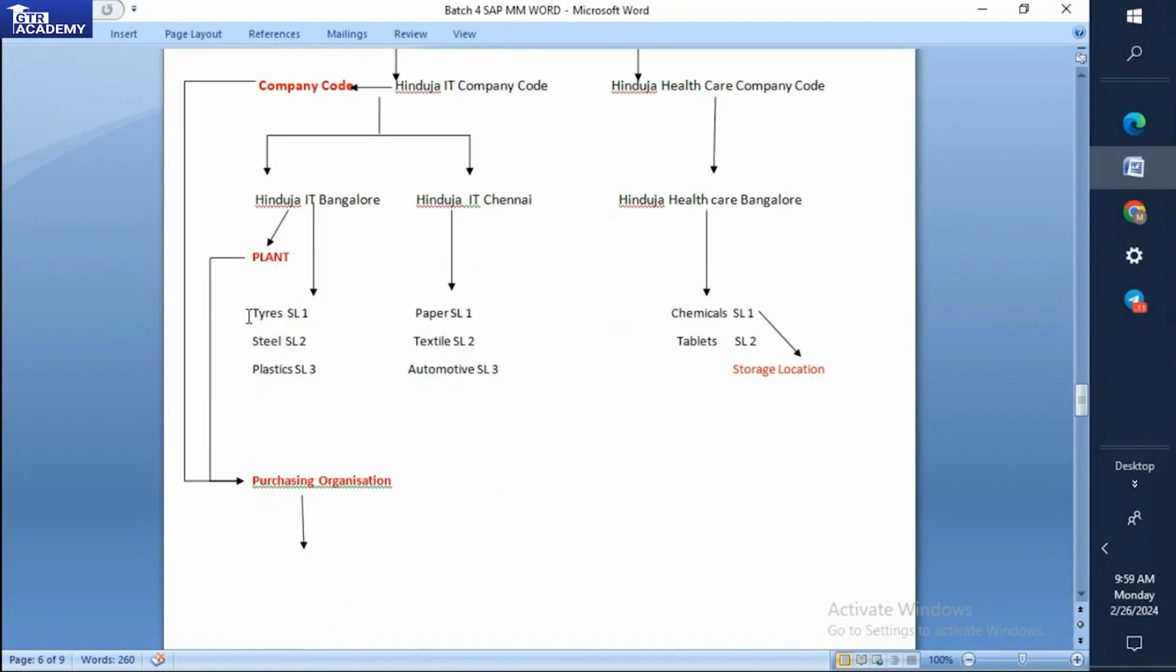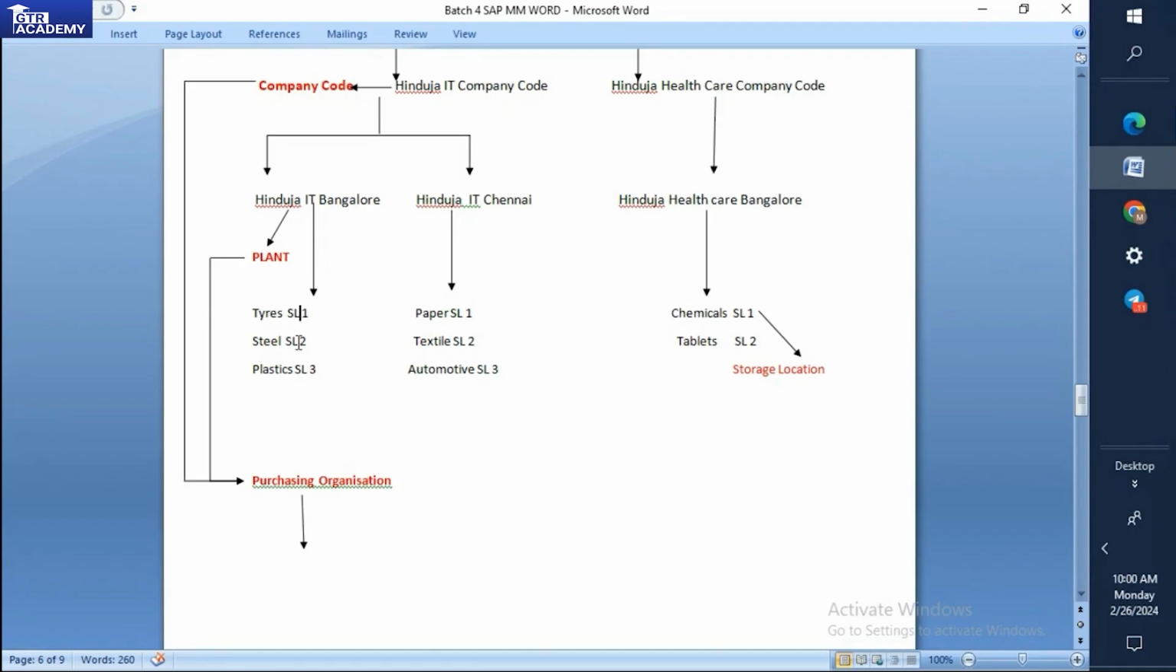Whatever manufacturing and procurement activities are done, we differentiate them in different storage locations. Whatever tires we manufacture in the plants, we keep in a separate storage location. Whatever steel we manufacture or procure from outside, we store in a separate storage location too. And the plastics also. We store all the different types of materials or products in different storage locations. It will be very easy, right?